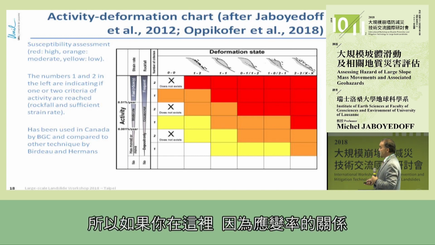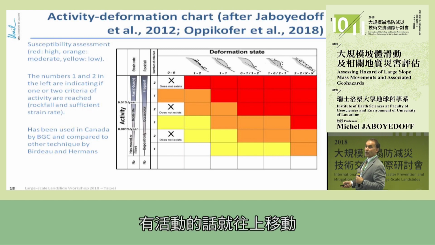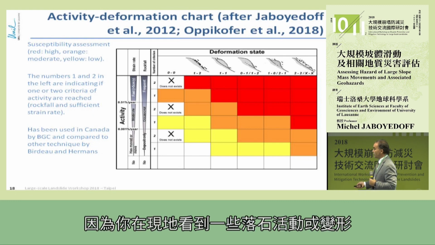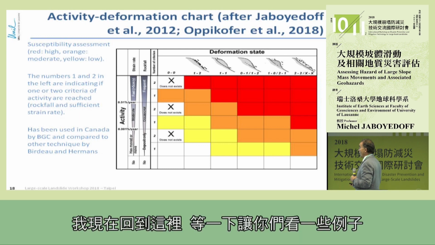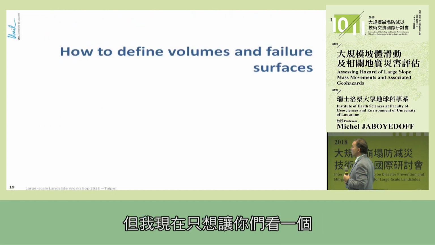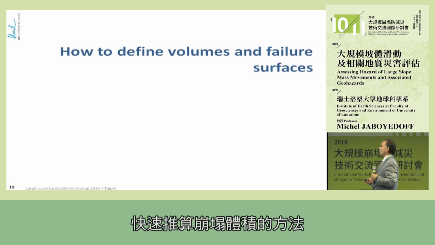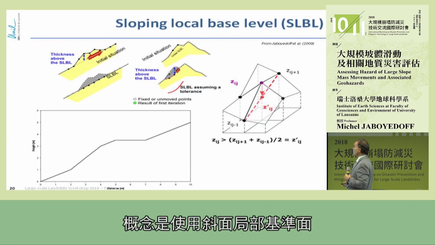And if you are here, and there is a strain rate, and then there is activity, you will move up, okay? Because you see some rockfall activity or deformation on the field. Now I will go back here to show you some examples later. But now I just want to show you one method to deduce the volume of a deep-seated landslide in a quick way. So the idea is to use the sloping local base level.